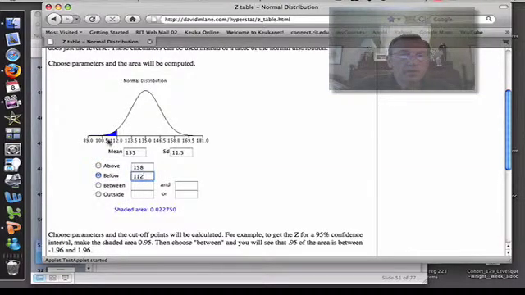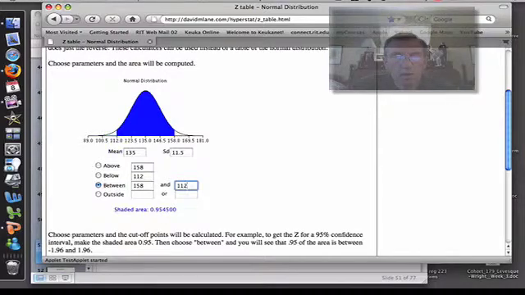So the likelihood of getting values that are unusual to this distribution, this mean of 135 with a standard deviation of 11.5, the likelihood of getting a value less than 112 or greater than 158, let's put those two values in, between 158 and 112. Likelihood of that happening is 0.9545.